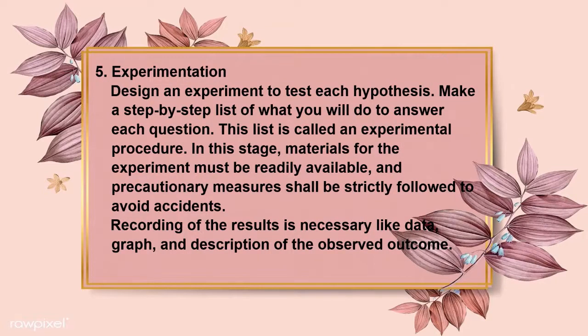Next we have experimentation. Design an experiment to test each hypothesis. Make a step-by-step list of what you will do to answer each question. This list is called an experimental procedure. In this stage, materials for the experiment must be readily available and precautionary measures shall be strictly followed to avoid accidents. Recording of the results is necessary, like data, graph, and description of observed outcome.